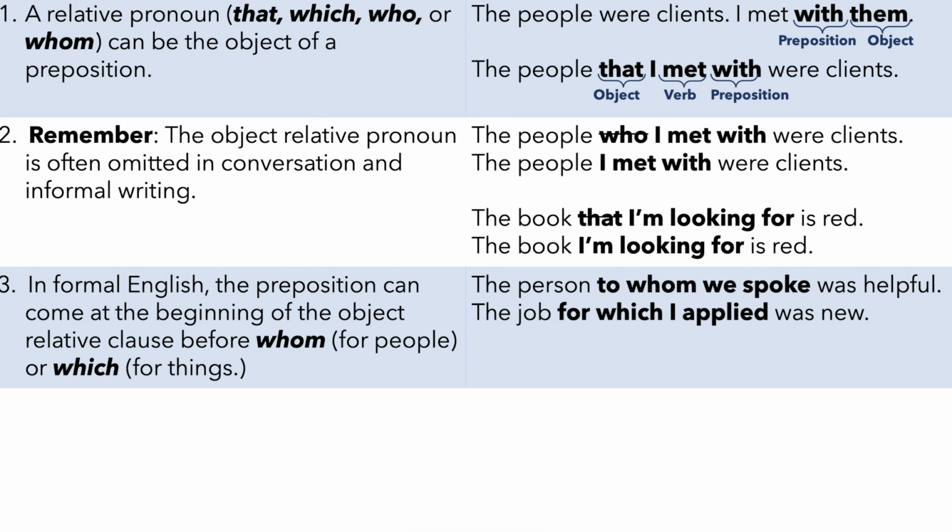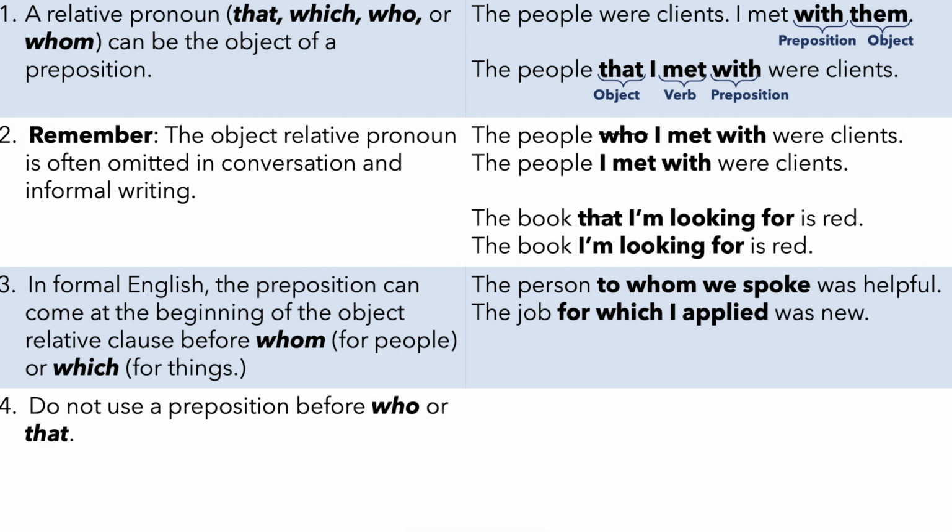Rule number 4. Do not use a preposition before who or that. Do you know why? It's because we don't use a preposition after a subject pronoun, and who and that are subject pronouns. It's like the difference between I and me. We have different pronouns for subjects and objects.